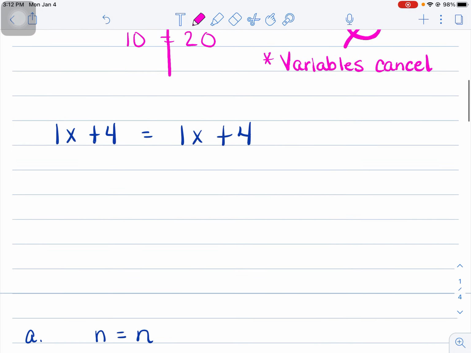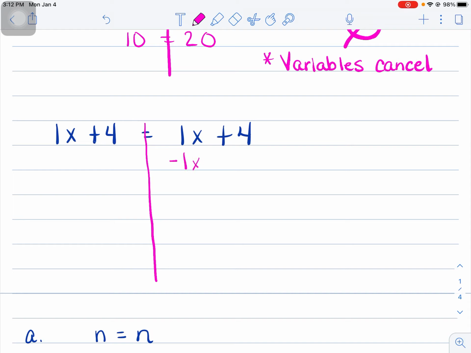Now, let's look at the third example. We have 1x plus 4 equals 1x plus 4. Well, this should be pretty evident just by looking at it. I have a 1x here on the left side and 1x on the right side, and I have a 4 and a 4, and they're both positive. Well, 1x plus 4, that's like looking in a mirror. It equals 1x plus 4. So this is a true statement. The variables can cancel out, but the statement's true.